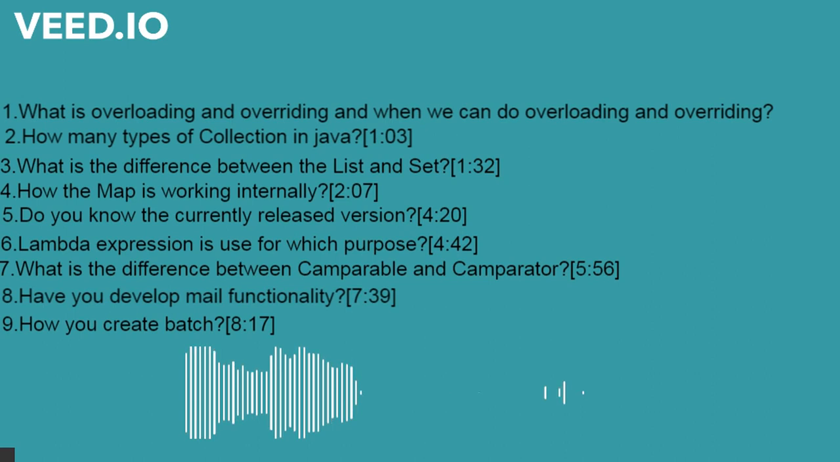So, what is the difference between the list and set? Set is basically used whenever we don't want any duplicacy. List allows duplicates, but set doesn't. Okay, any other difference? I think list maintains the insertion order.